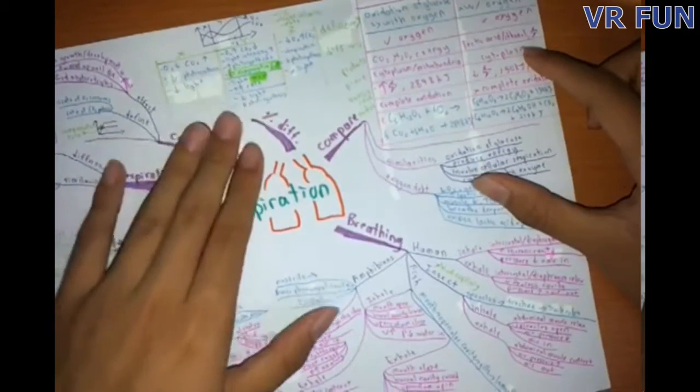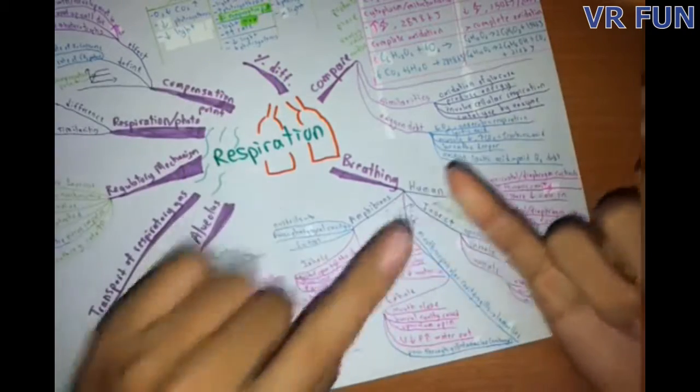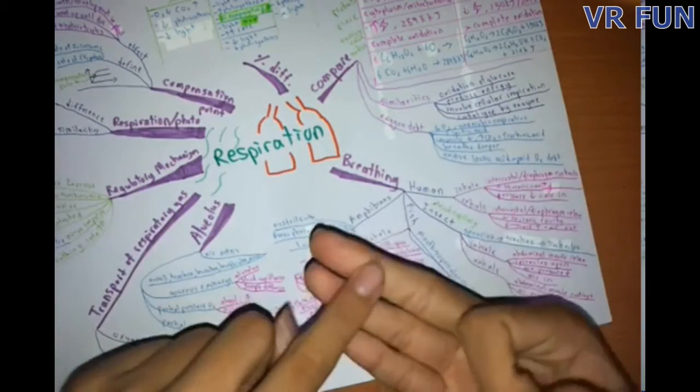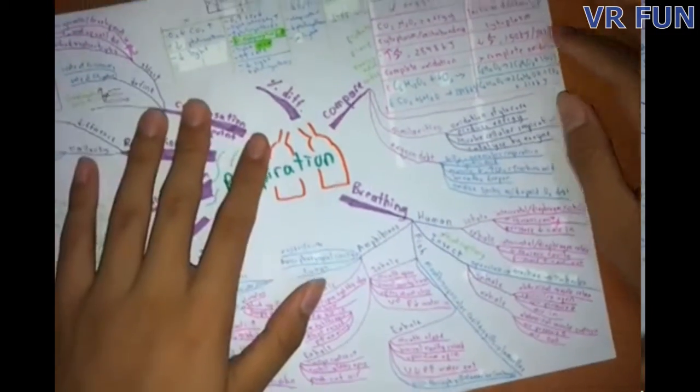So let's talk about the similarities here. Basically they are both oxidation of glucose, they both produce energy, they both involve cellular respiration, and they both are catalyzed by enzymes. And basically that's most of it.